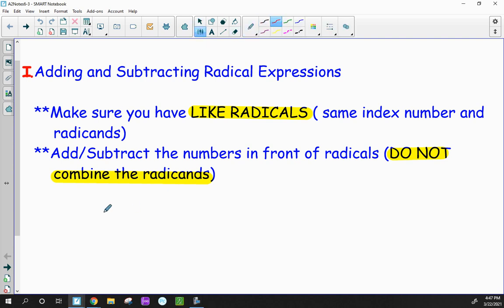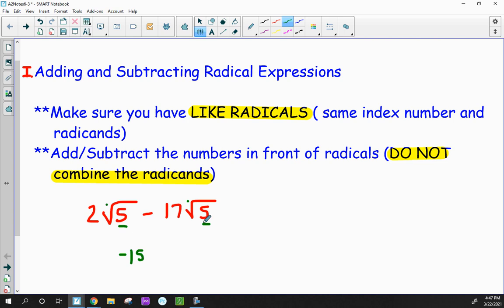So you're going to look for like radicals. If you have 2 square root of 5 minus 17 square root of 5, again, you're going to check out the index number. Index numbers here, that's a 2 and a 2. We're good there. Same radicand. And then you're going to combine numbers in front, so like 2 minus 17, very easy, negative 15.